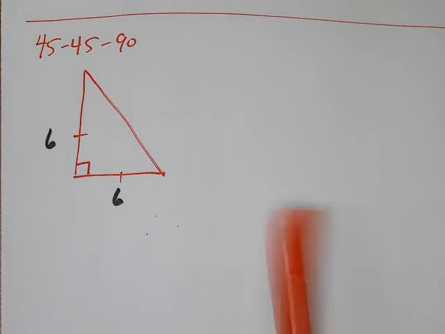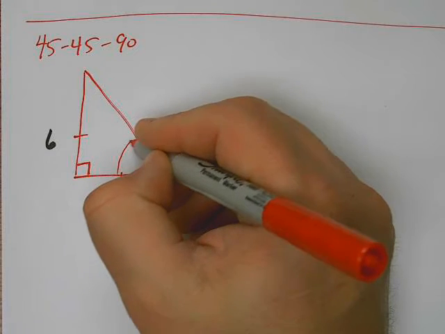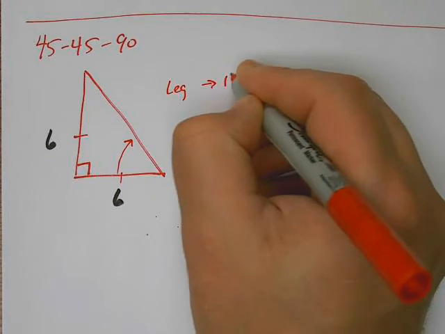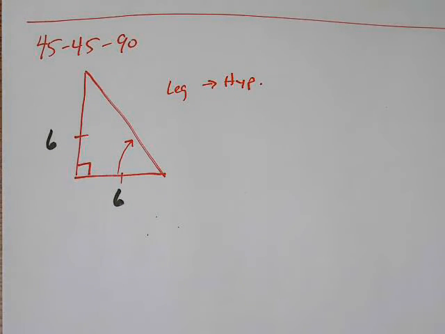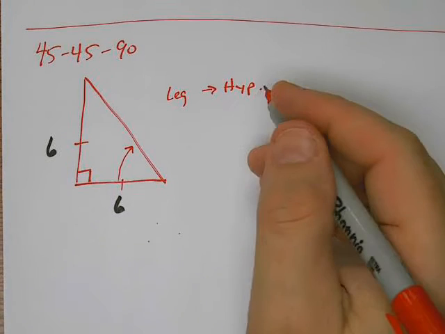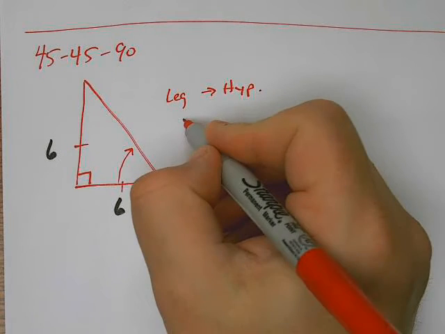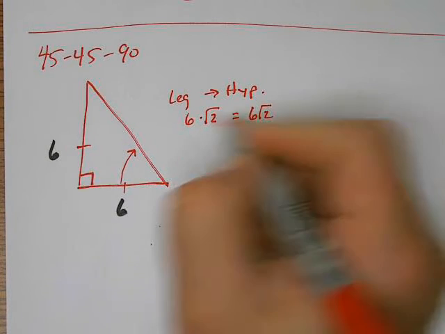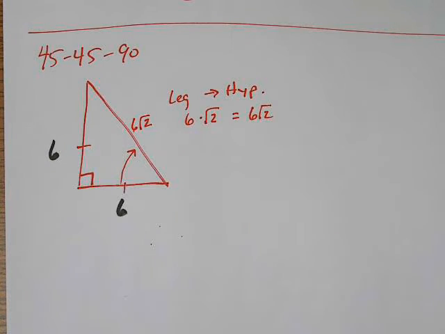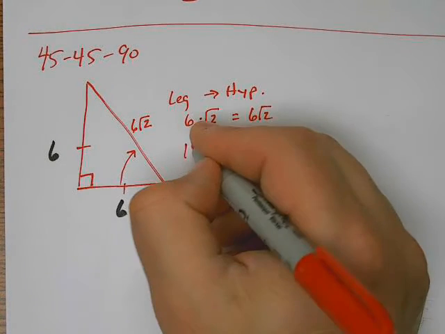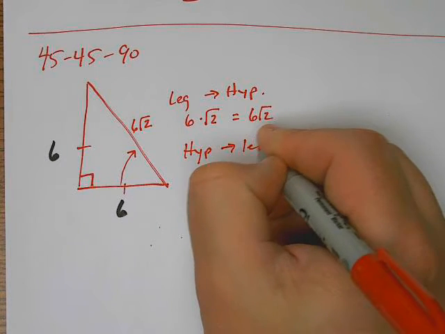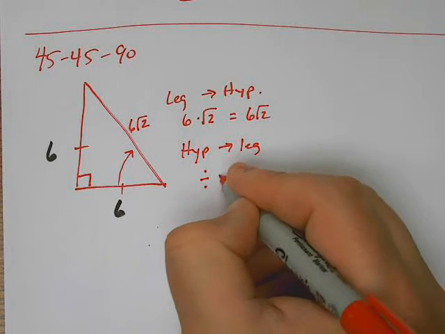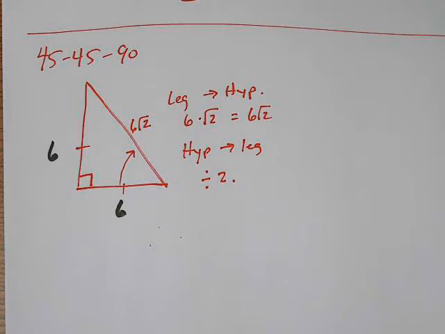Now, the shortcut to go from a leg to the hypotenuse is over on the poster behind Keegan's head. We multiply it by the square root of 2. And so we get 6 radical 2 for the hypotenuse. What do we do if we go from the hypotenuse to the leg? We divide by radical 2. Okay, that's the shortcut. It's really simple. Multiply by square root of 2 or divide by square root of 2.